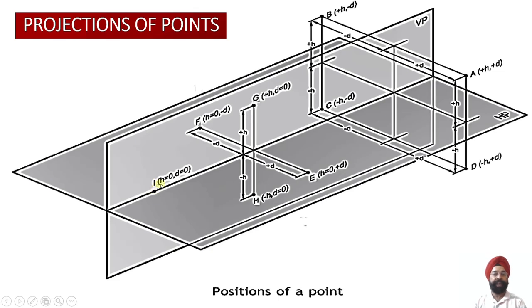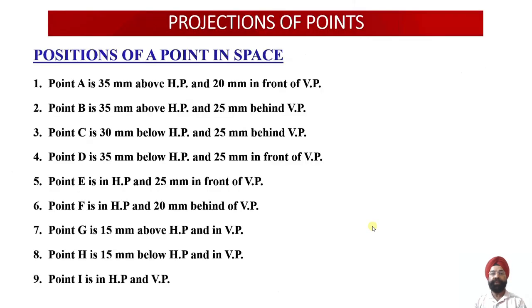Now one by one we are going to pick up each one of these cases and find out how we draw the projections of all these points when they are at different locations from the horizontal plane and vertical plane. Now we'll start with all these examples. So earlier on we did not get the distances.